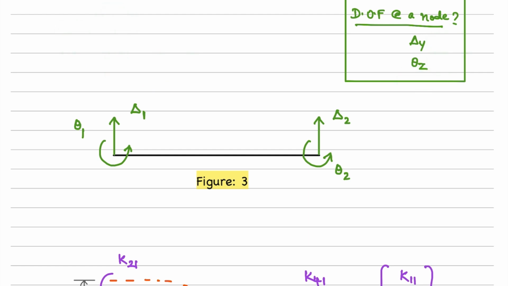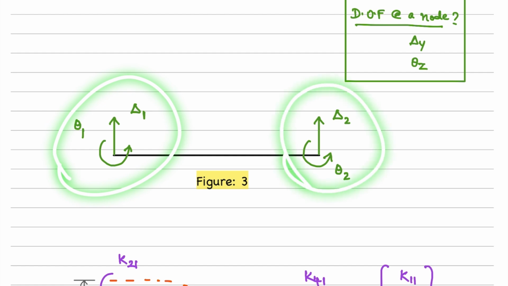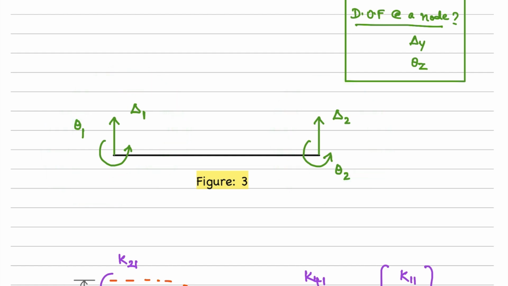So if we take a beam, there are only two joints. The left end has delta 1, theta 1, and the right end has delta 2, theta 2. So we go in this particular order. First we write the transverse displacement followed by the rotation there, and then we come to the right end where we again start with the transverse displacement followed by the rotation there. That is, we give 1 for this, 2 for this, and then 3 for this, 4 for this.